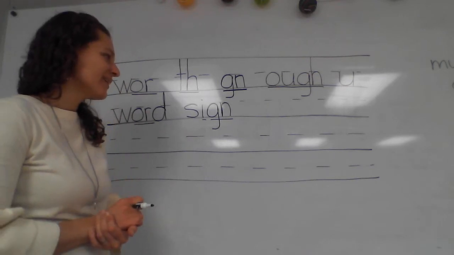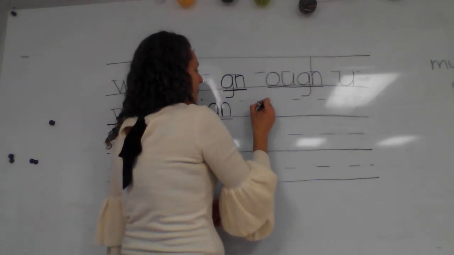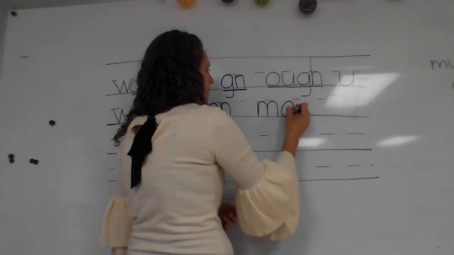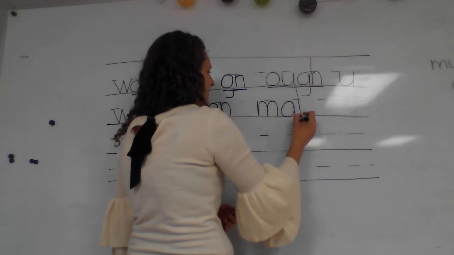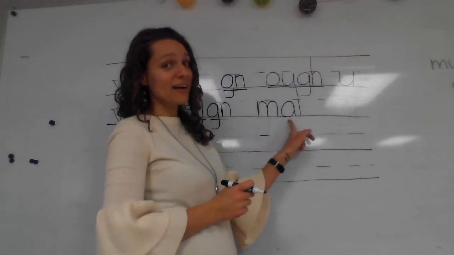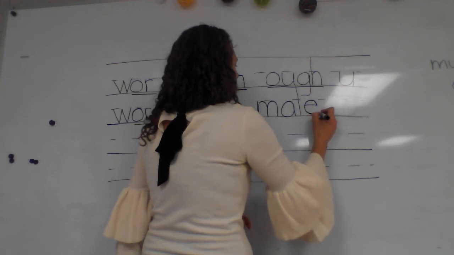All right, put your finger under the first phonogram in that word. What is it? Good, m. A. Good, l, and good. This just says mal. We have to make our vowel say its name with a silent final E, job 1.